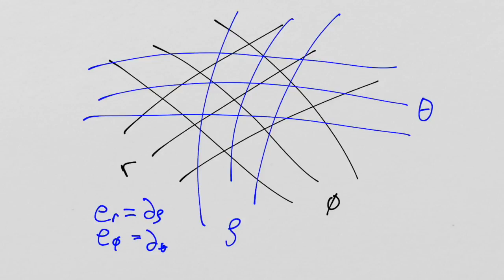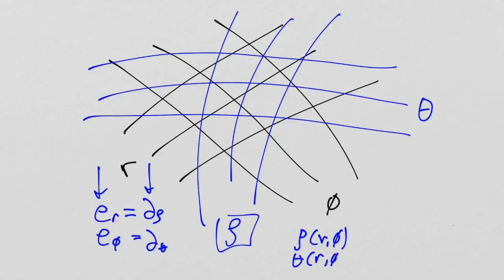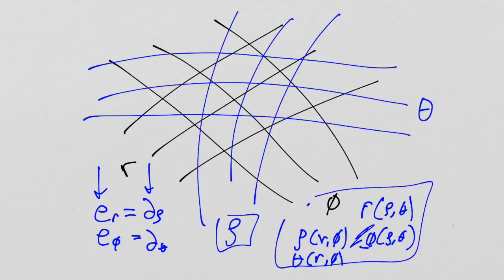If I could find such a basis system, then my new orthonormal basis would just be the coordinate basis of some other new coordinate system. So I would need rho as a function of r and phi, I would need theta as a function of r and phi, and likewise I would need r as a function of rho and theta, and I would need phi as a function of rho and theta, right? I need a coordinate transformation. That's what this is. This here is a coordinate transformation.